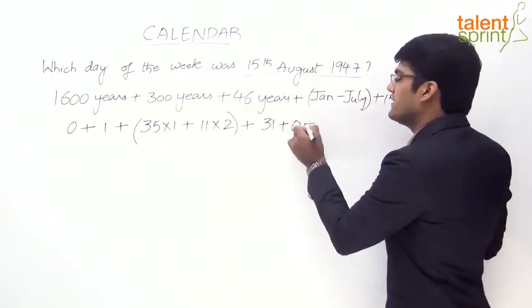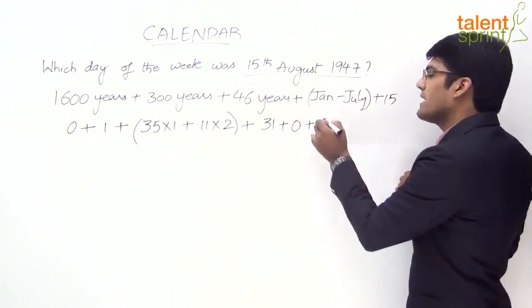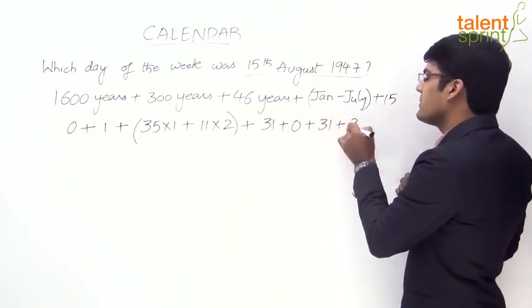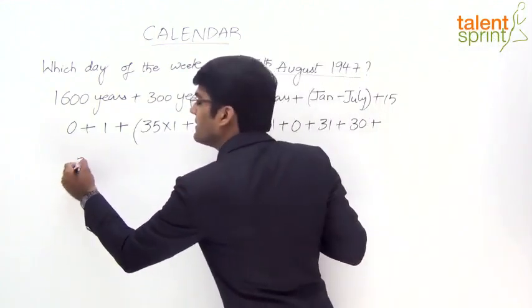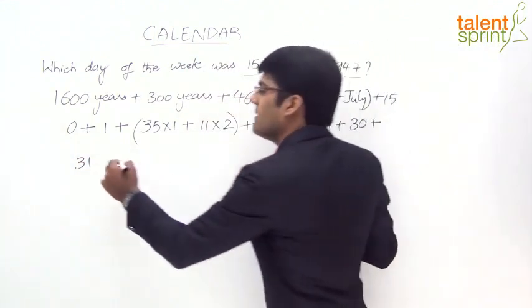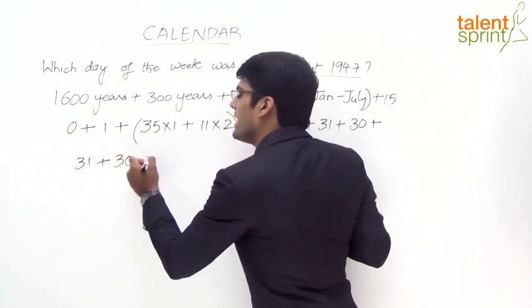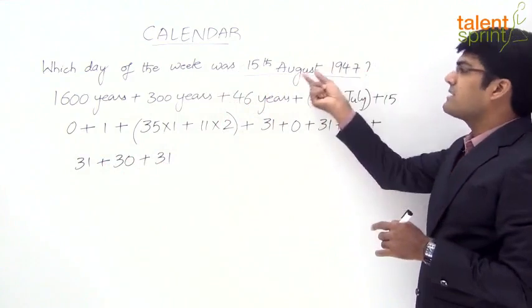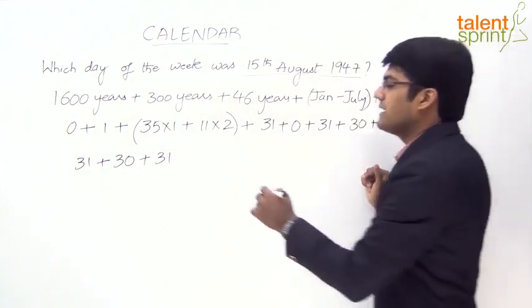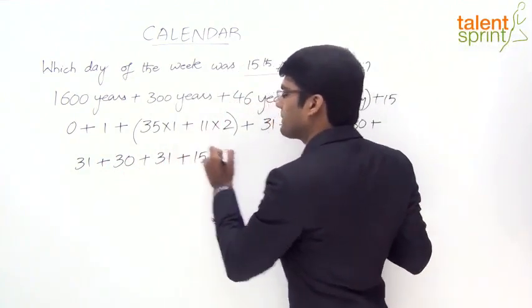So 0. Then comes the next month, March, which will again have 31 days. Then comes April, 30 days. Then comes the month of May. May again will have 31 days, right? After May we have June, which has 30 days, and then we have July, 31 days. And after July we have August, and in August we are considering 15 days. So plus 15.